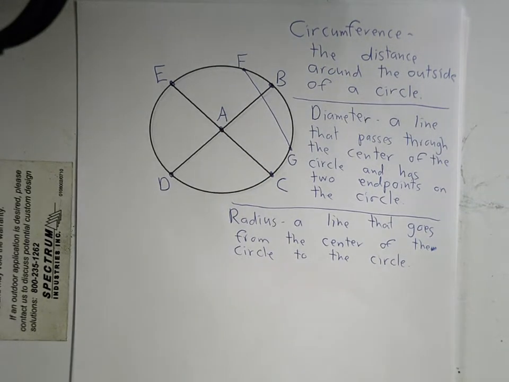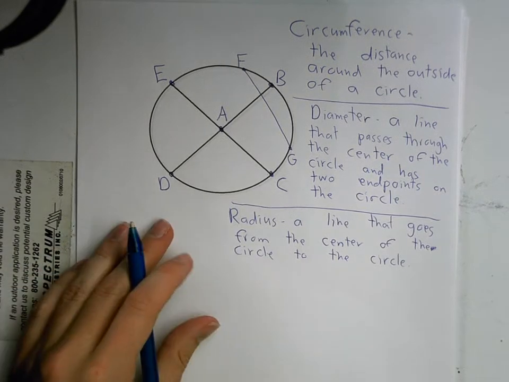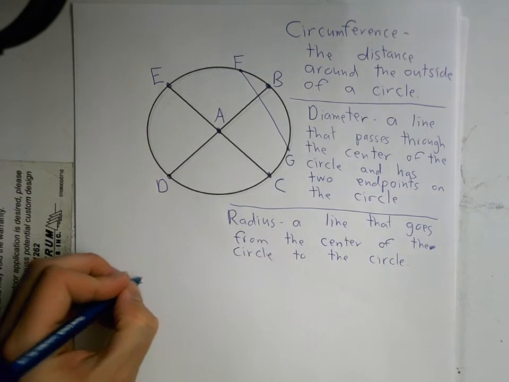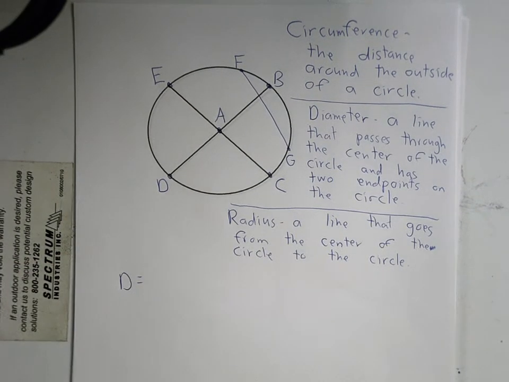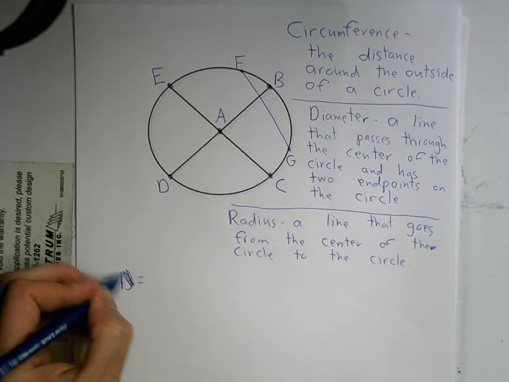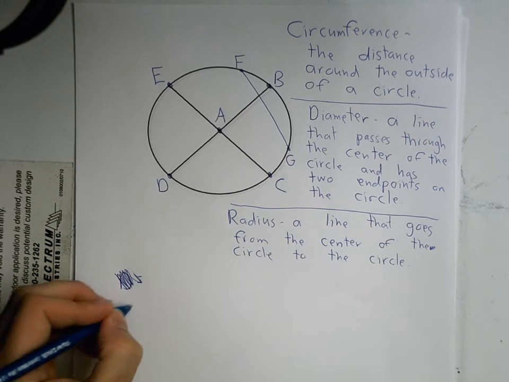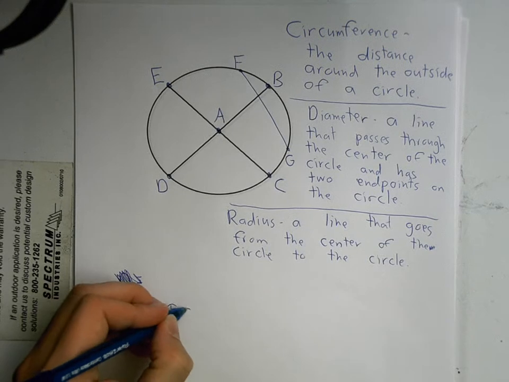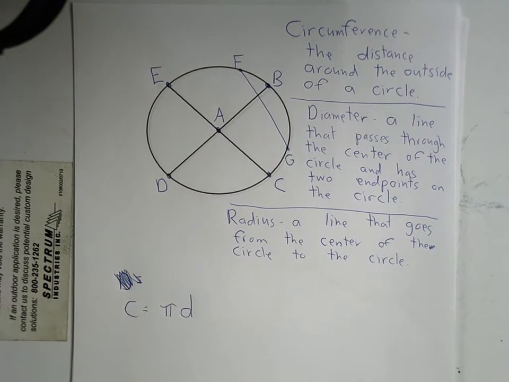Now we're going to figure out how we're going to find the diameter. So to find the diameter, D equals, oh no, we're not going to find the diameter. We're going to find the circumference. What was I thinking? C equals pi times D. What do you think this D is? Diameter. The diameter, yeah.